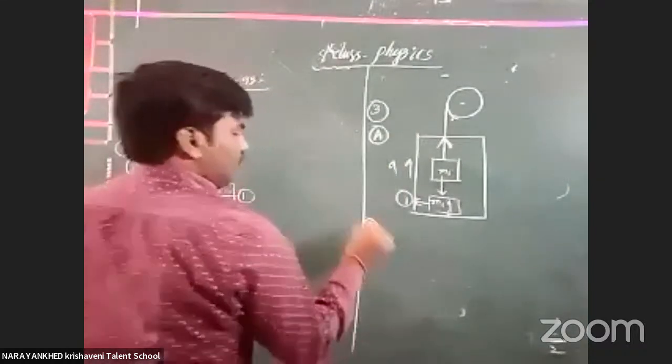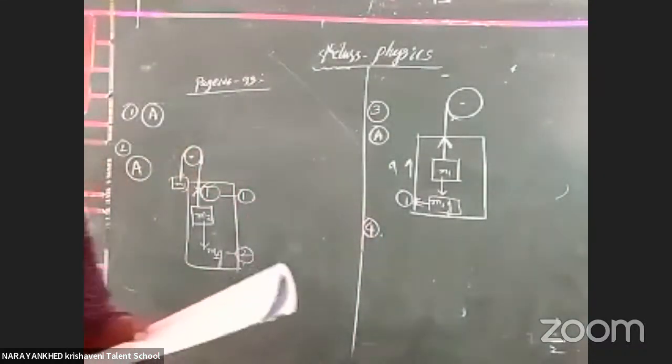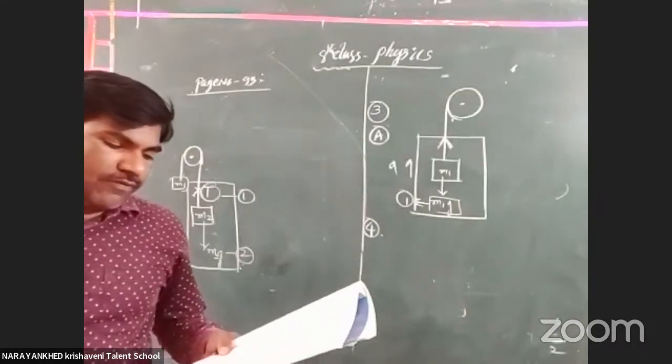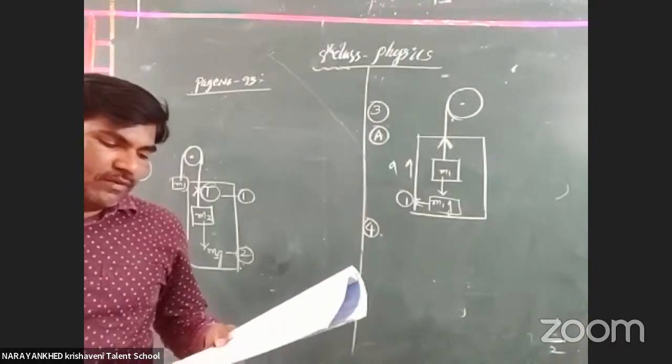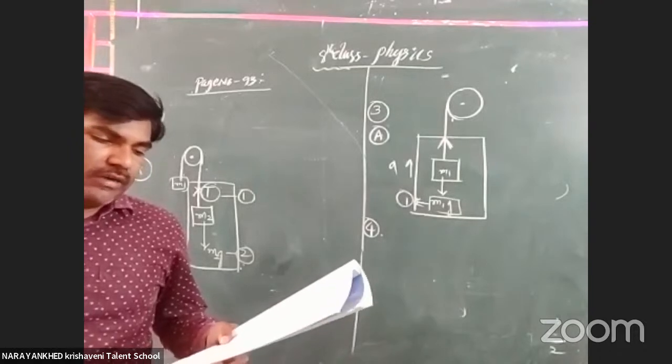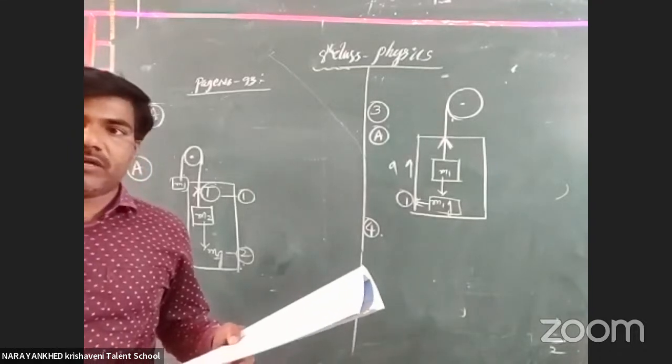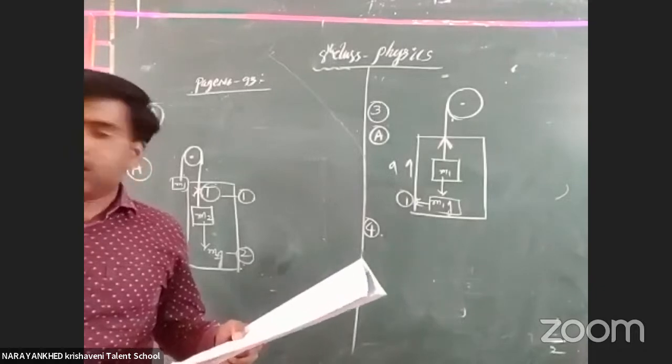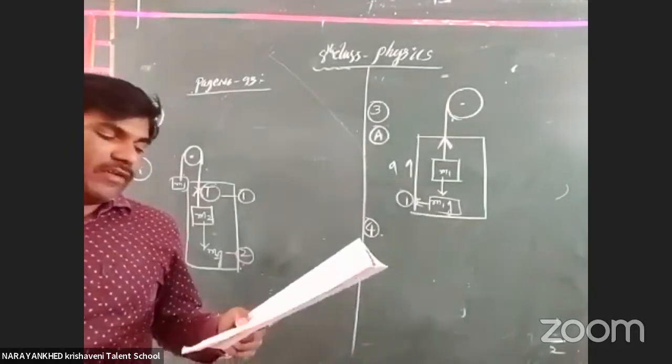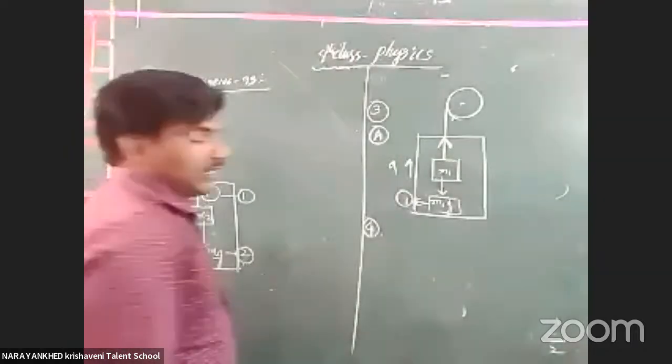Next, the fourth one. The free body diagram of M2 is... what are the forces working on it? Yes, there are two forces working on it. One is M2g, the other one is the tension force. There are two forces working on it.